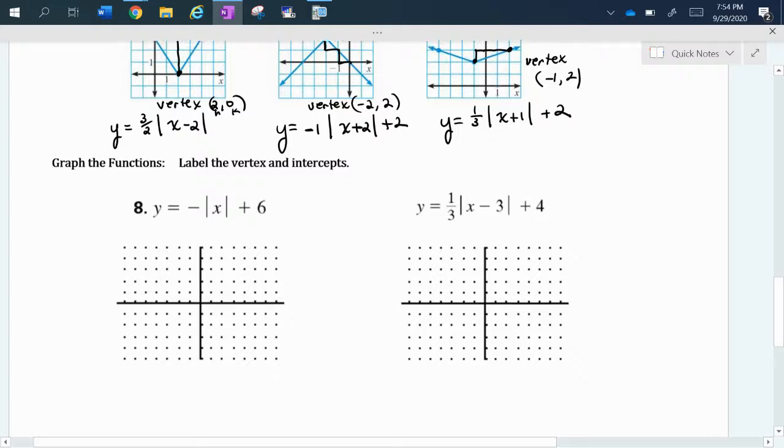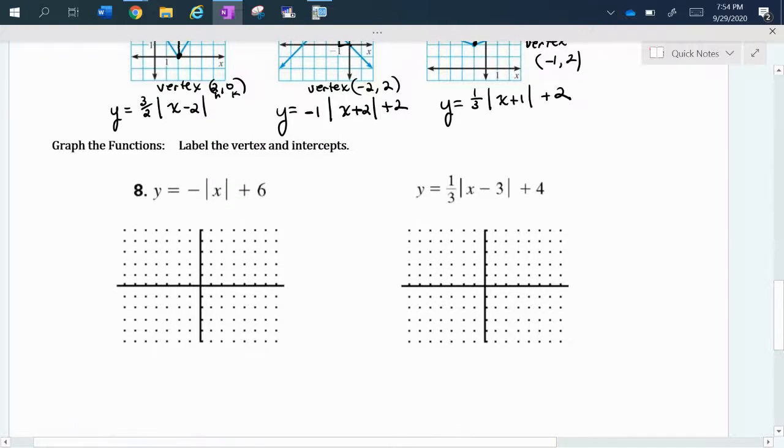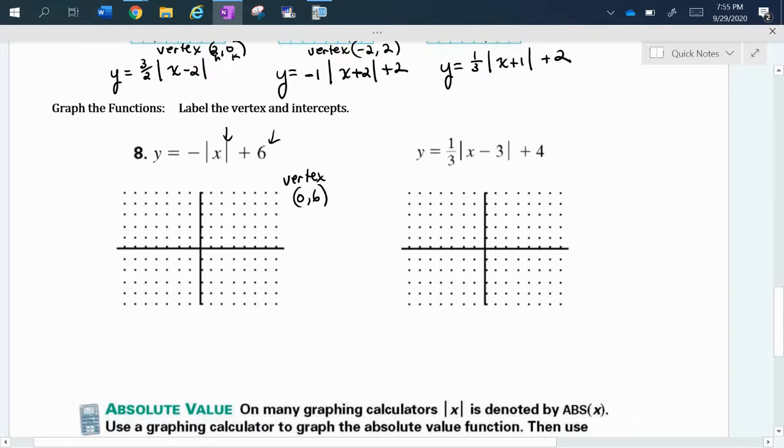Okay, so the last thing we're going to do is graph an absolute value function, and we're going to label the vertex and the intercepts. So the first thing I want to do is look at the equation and determine where the vertex is. I see that my h is 0 and my k is 6, so my vertex is at (0, 6). I'm going to plot (0, 6) on my graph.